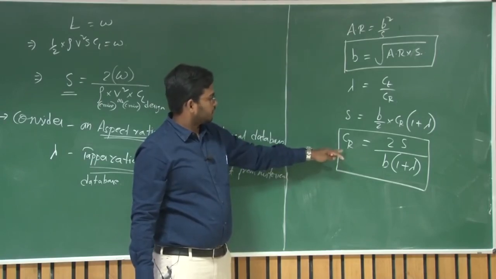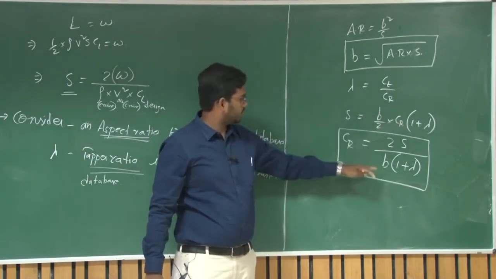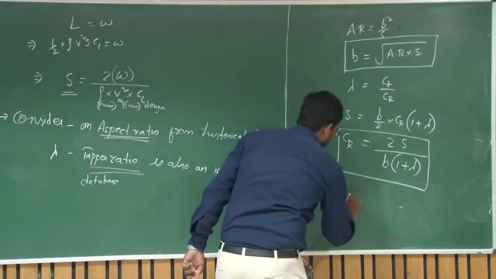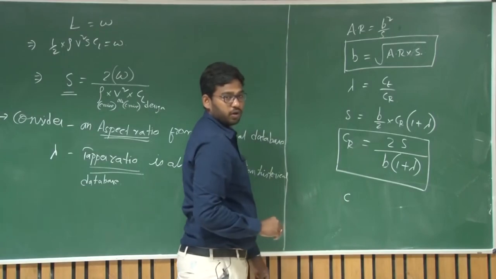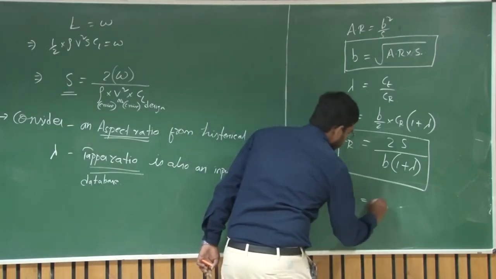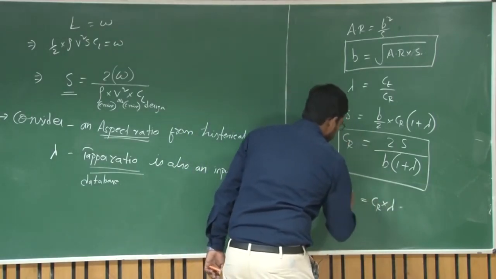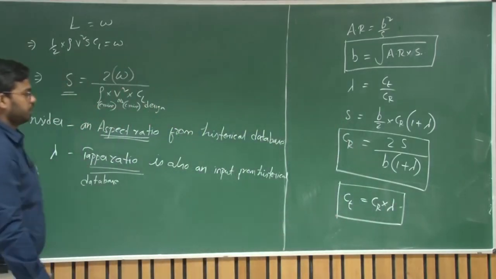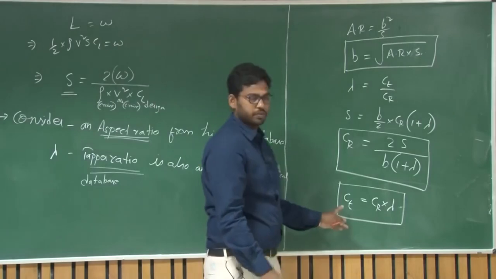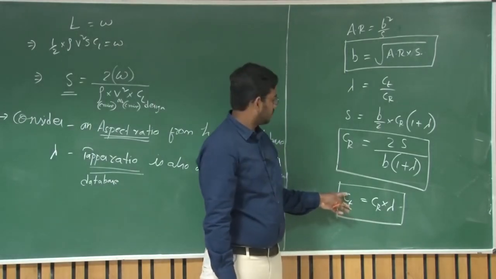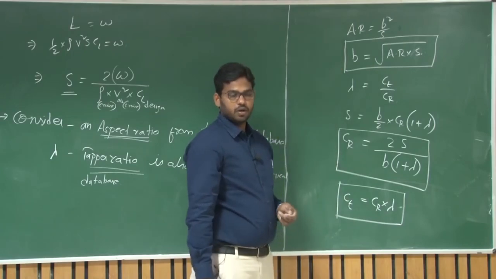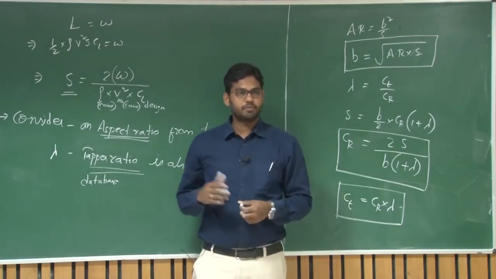At the same time, by considering a lambda, you will be able to figure out the root chord here. Now once you have the root chord, what will be the tip chord? CT equals CR into lambda. So this particular parameter lambda will decide your tip chord as well. So you have the root chord, tip chord, and span. These are good enough to calculate the mean aerodynamic chord.